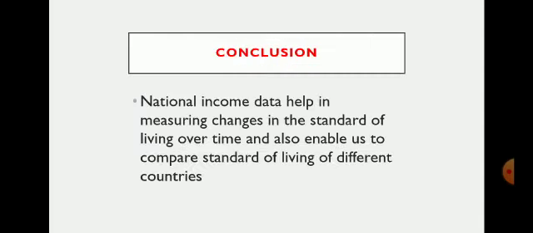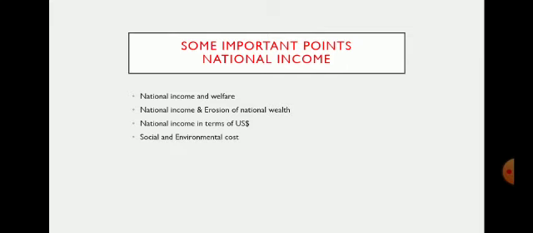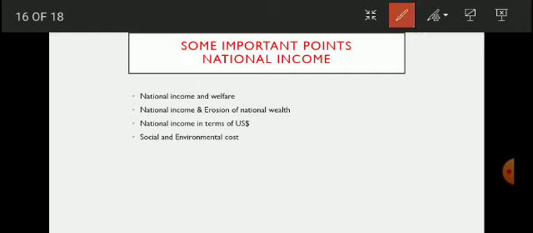Next, some important points of the national income. We have discussed these already in the online class. These are the most important points. One is national income and welfare, and erosion of national income. How do we get welfare from the national income? Erosion of the national income. And next, the national income in terms of US dollars, and the social and environmental cost. So these are the most important points in the national income.